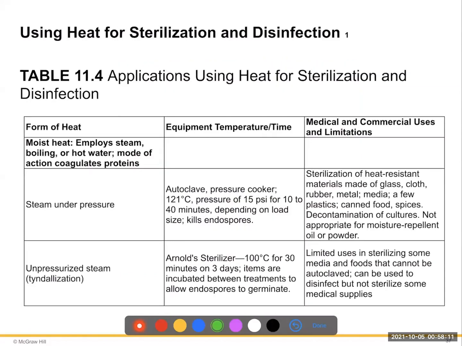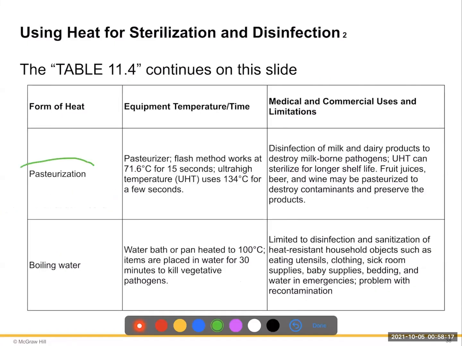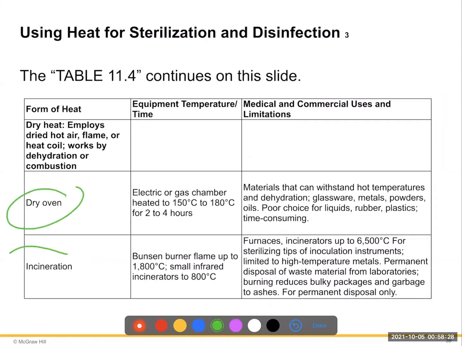And again, the forms of heat, equipment, and what they cover. So you have steam under pressure, unpressurized steam. You have pasteurization, where you have flash pasteurization, or you have ultra high pasteurization for sterilization. Boiling water, 100 degrees centigrade for 30 minutes, does not kill endospores. Dry oven. Incineration is a flame that actually burns it.